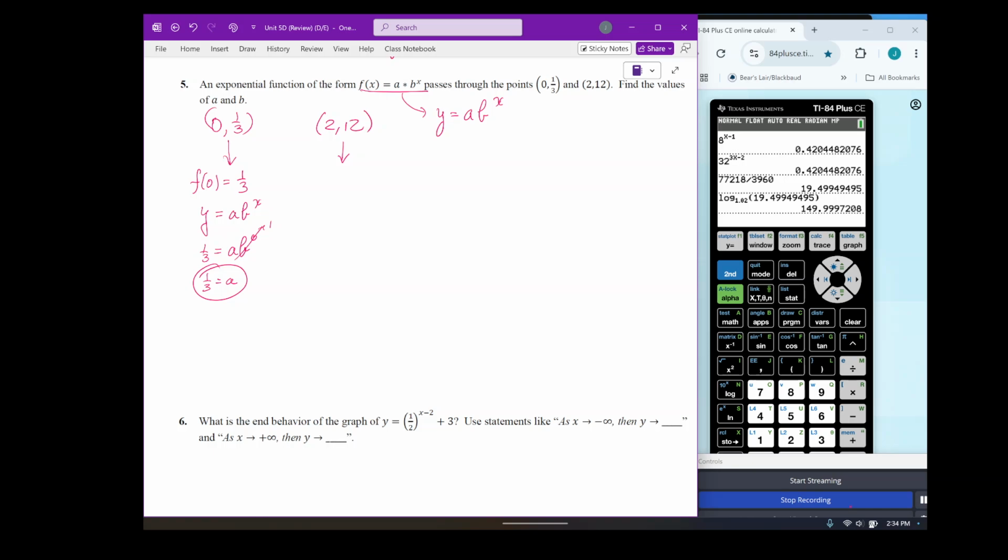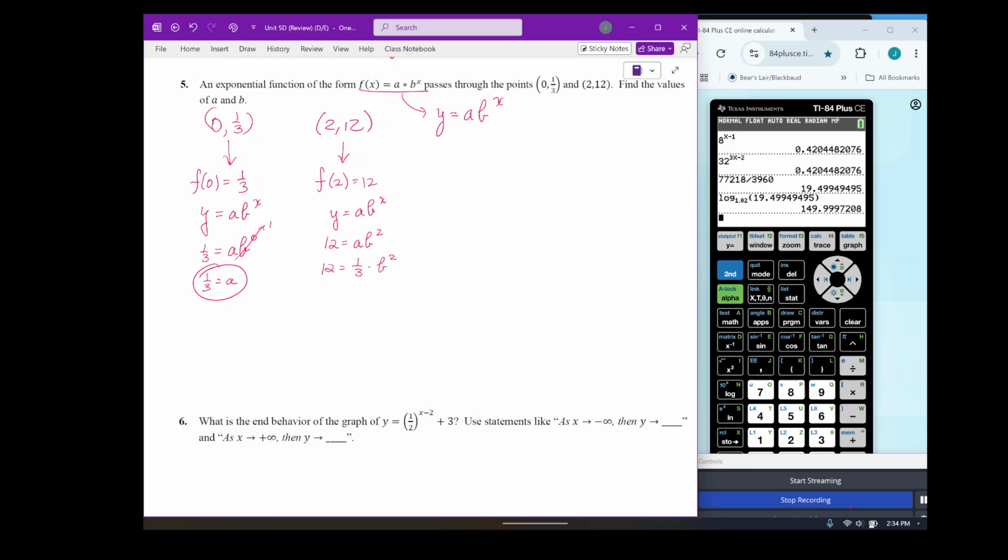If we plug in this one, we've got f of 2 has to be 12. So in this equation here, when x is 2, y is 12. So 12 equals ab squared. And we know a is 1/3. So 12 equals 1/3 times b squared.